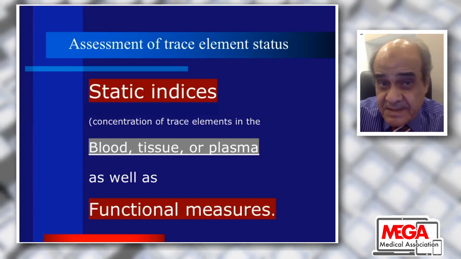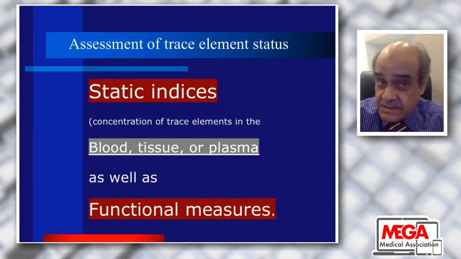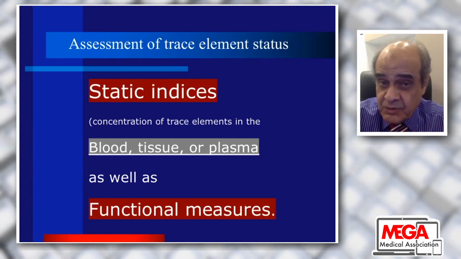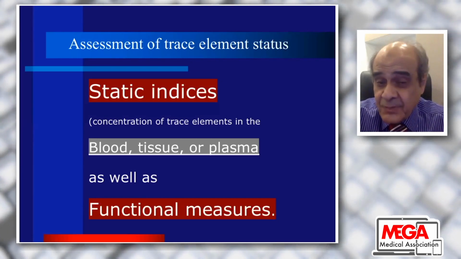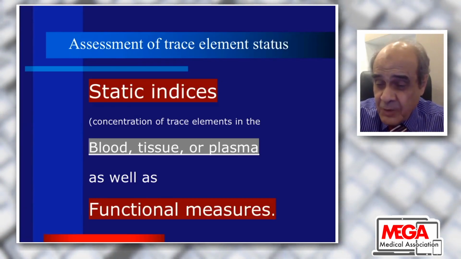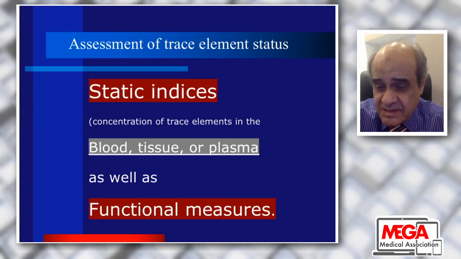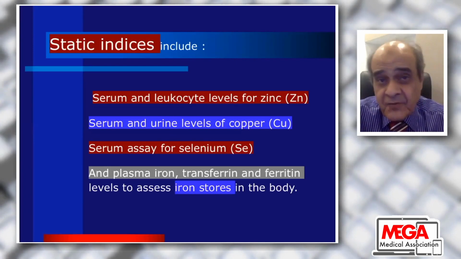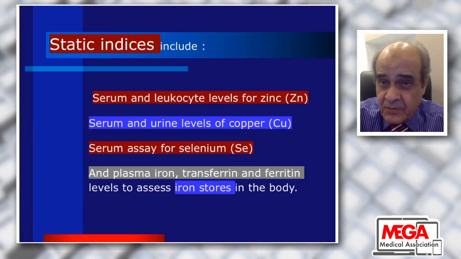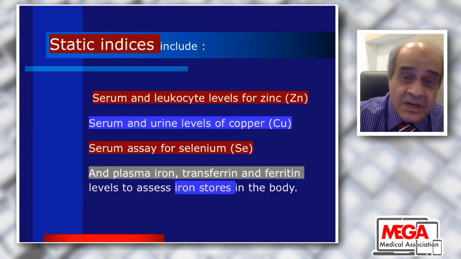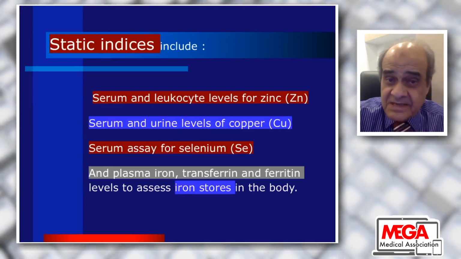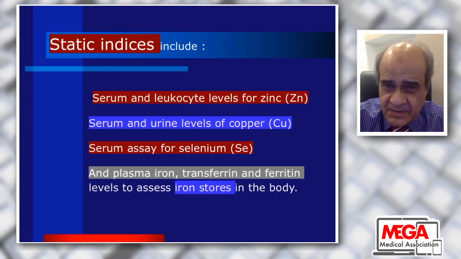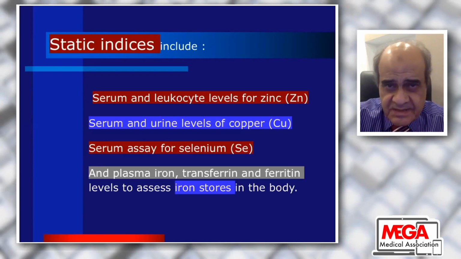Assessment of trace element status may depend on static indices. You can take a sample from blood or tissue or plasma, or you can depend on functional measurements, which depend on estimation of some enzymes in whose function these trace elements participate. For example, serum and leukocyte levels for zinc, serum and urine levels for copper, serum assay for selenium, and plasma iron, transferrin and ferritin levels to assess iron stores in the body. These are examples of estimation.